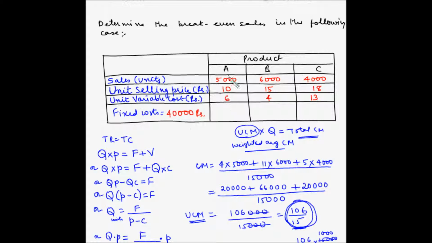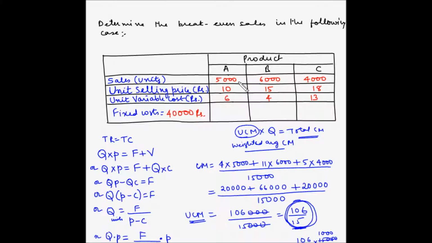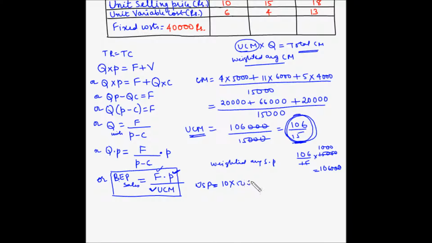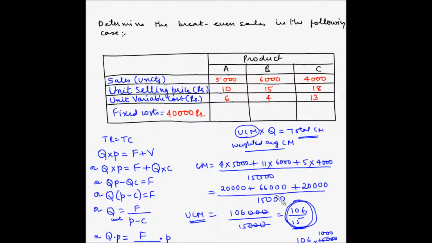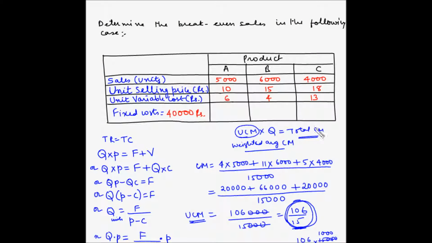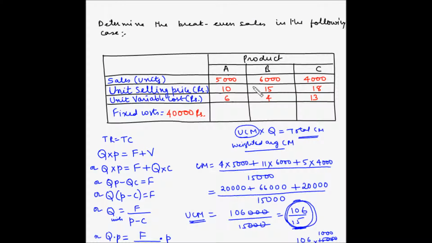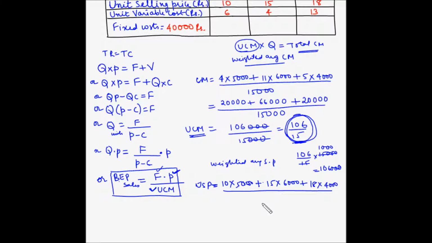So the first one, the unit selling price is 10. So 10 multiplied by the number of units sold, which is 5,000, plus 15 multiplied by 6,000, plus 18 multiplied by 4,000, and this divided by the total number of units sold, which is 5,000 plus 6,000 plus 4,000, which is nothing but 15,000.